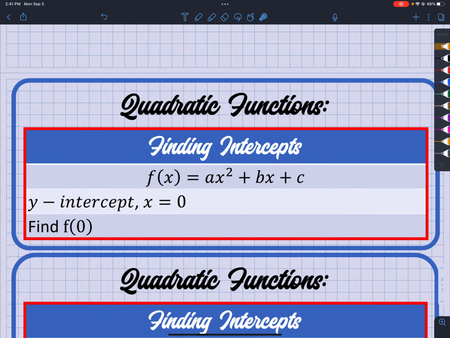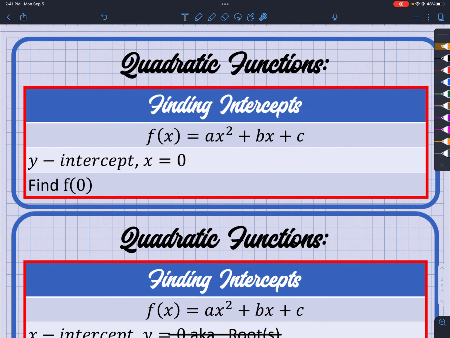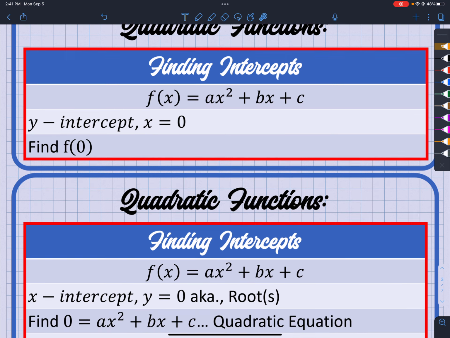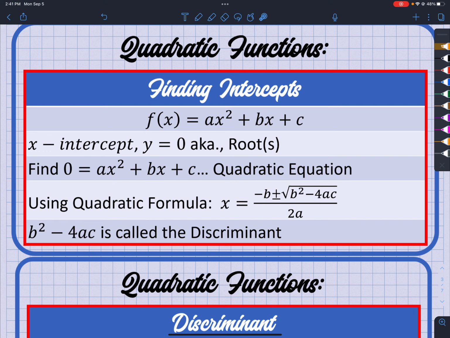All right, so intercepts, right? So find intercepts. The only two intercepts I know are the y-intercept. What do I know about the y-intercept? That x is equal to 0. And then the other intercept we know is the x-intercept. What do we know about the x-intercept? Yes, the y is equal to 0.